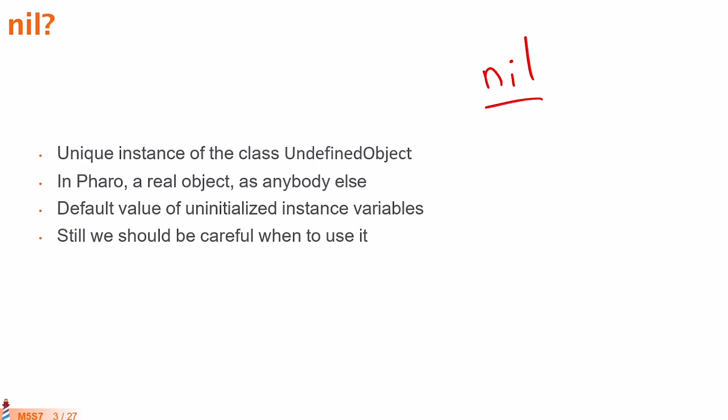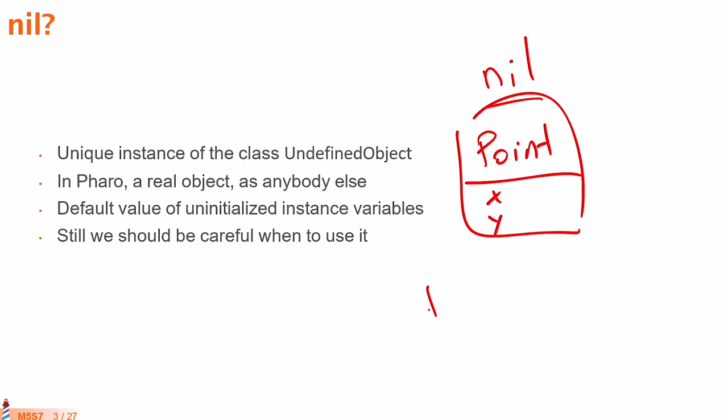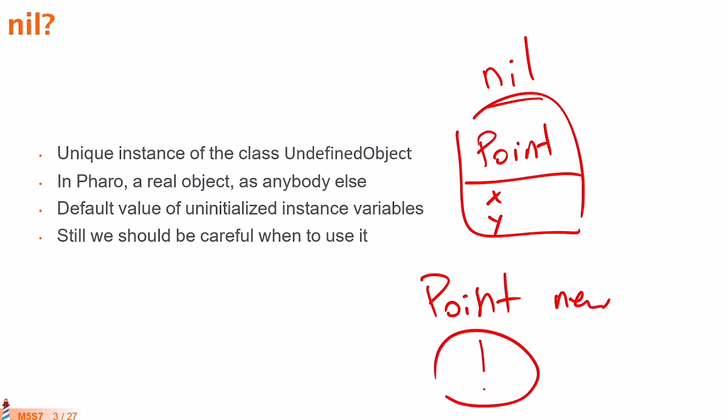Also, similarly to other object-oriented languages, every time that we create variables or instantiate objects, the variables are initialized as nil. So, for example, if you have a Point class with an x and a y attribute, every time that you do Point new, the object that is created will have an x variable and a y variable that will point to nil, to the same nil object. This also means that we need to be careful and we need to know when to use it and when not to use it. So they will come by default, but we can manage it.